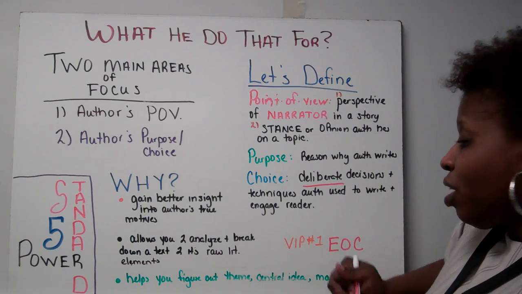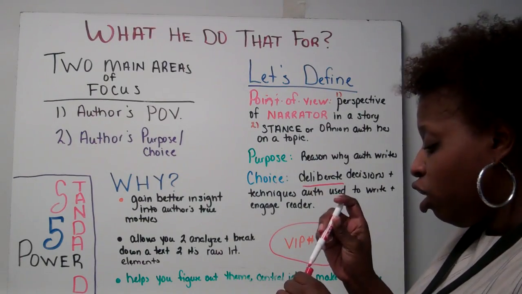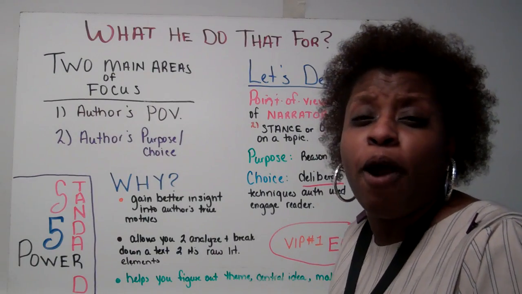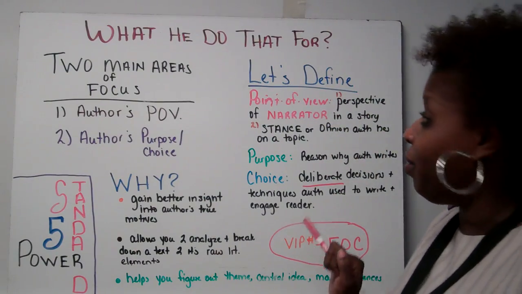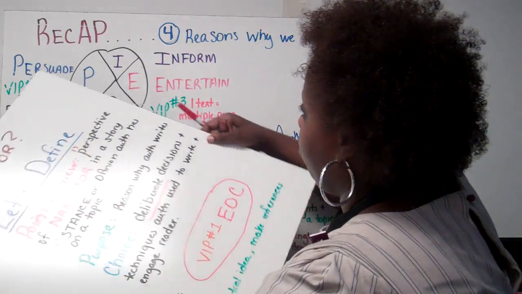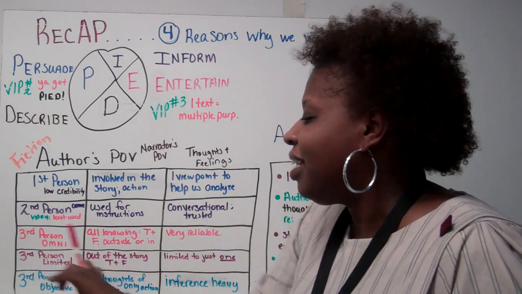But the most important one of all is VIP number 1. Learning to master how to figure out the author's POV, purpose, and choice. It's on the ELC, so you gotta know it.